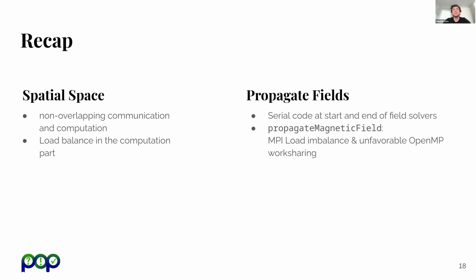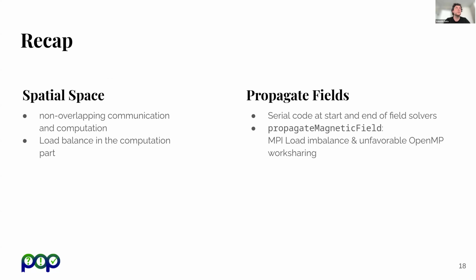Then in the propagate field, so in the field solvers, we saw some serial code at the start and the end of the field solvers, which I think in theory should already be fixed. And then the propagate magnetic field basically has MPI load imbalance and a very unfavorable OpenMP work sharing clause. So this is the feedback that we basically provided to the developers. And this concludes the analysis part of my presentation.